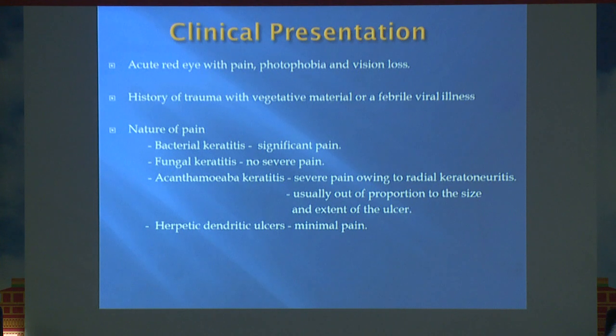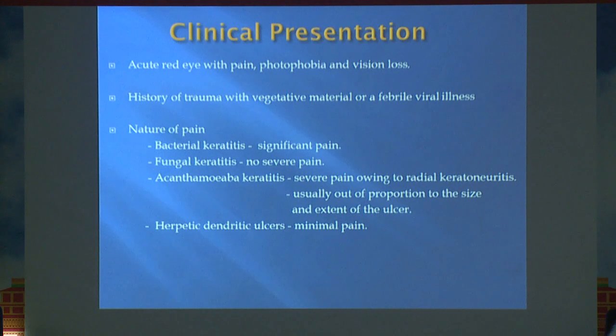The ulcer usually presents with acute red eye with pain, photophobia, and vision loss. There may be history of trauma with vegetative material or febrile viral keratitis. The nature of pain also indicates the diagnosis of the organism. Like in bacterial keratitis, there is significant pain.